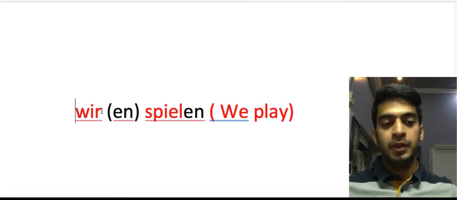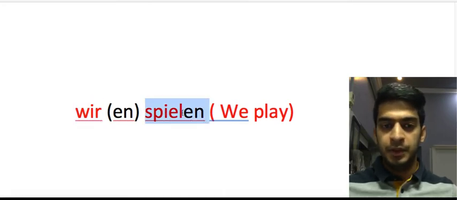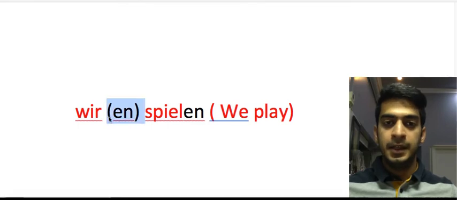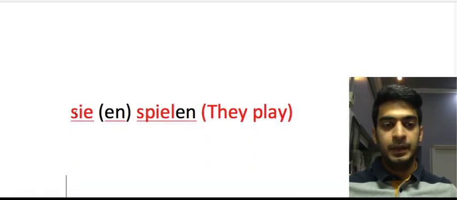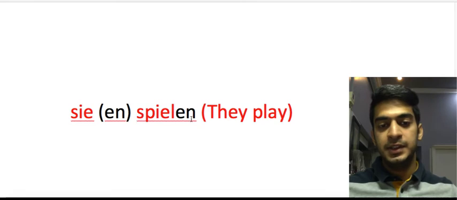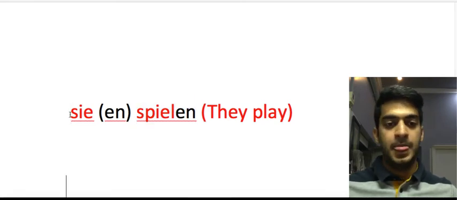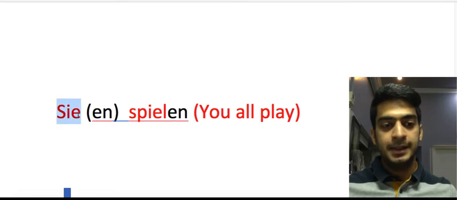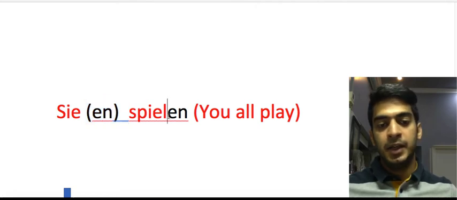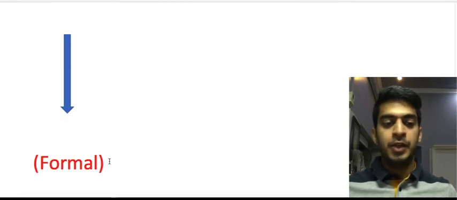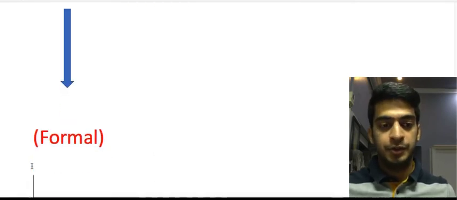Now we have the pronoun wir. Verb stem spiel, en is the ending. It becomes wir spielen, we play. Then sie, same procedure again, spiel, verb stem, en is the ending. It becomes sie spielen, they play. Again we have Sie with capital S, verb stem spiel, ending en, it becomes Sie spielen. You all play. The pronoun capital S is always used for formal conversations.